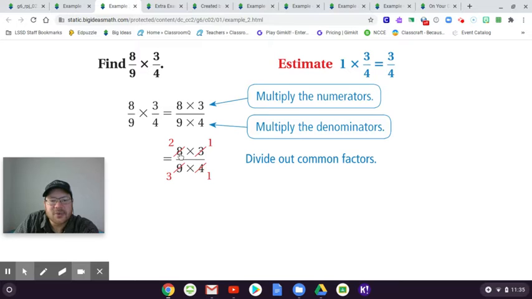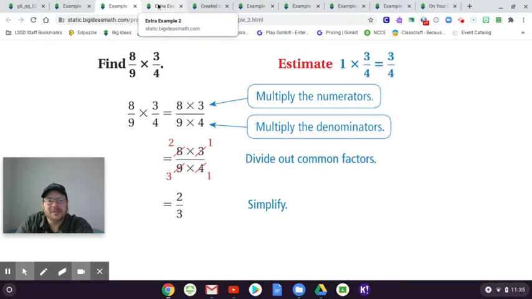8 divided by 4 is 2. And 4 divided by 4 is 1. So I can cross cancel those out, replace that with a 2 and a 1. Okay, so now when I multiply the numerator and denominator, what's my final answer? You got it, 2/3. Okay, so 2/3 is a simplified answer of this problem.